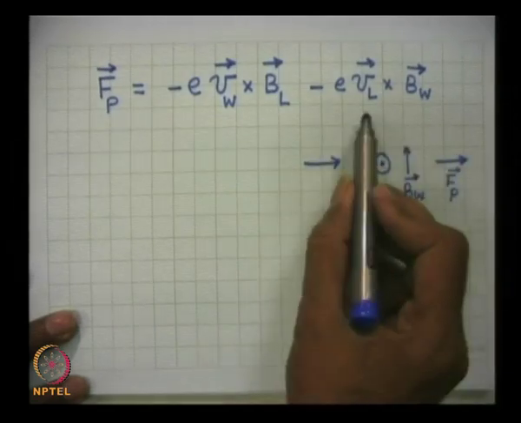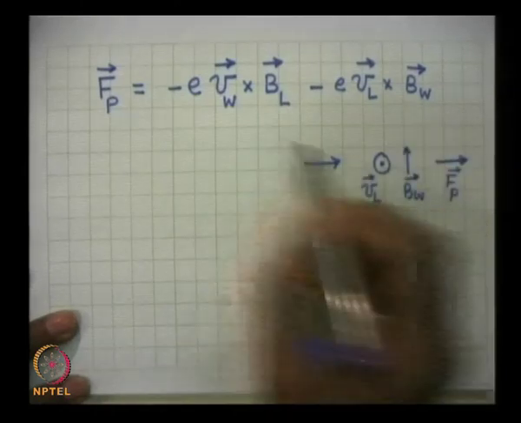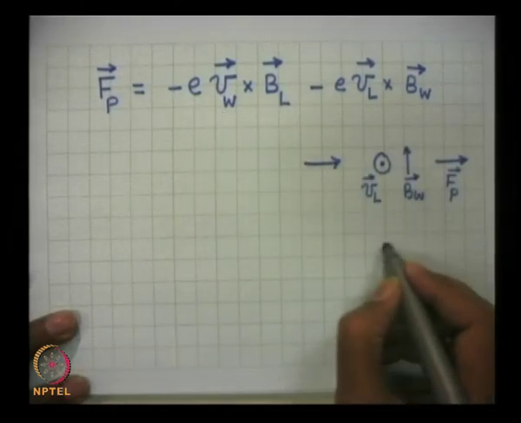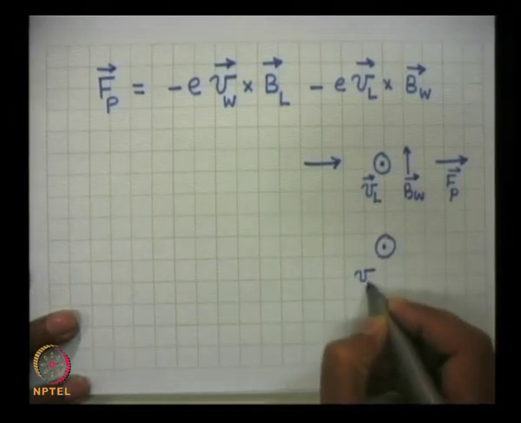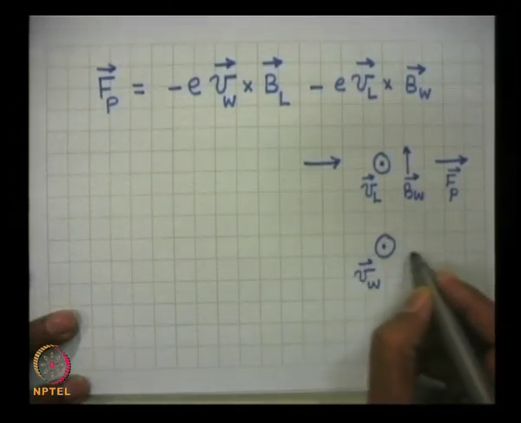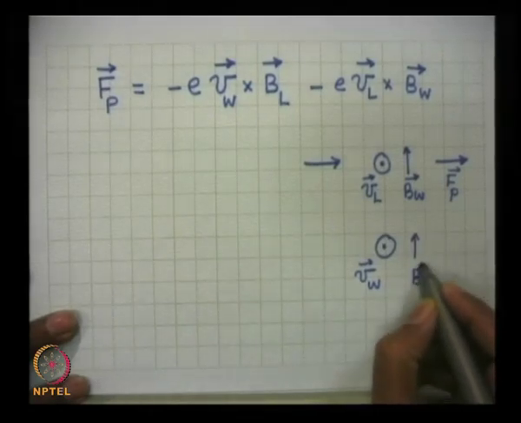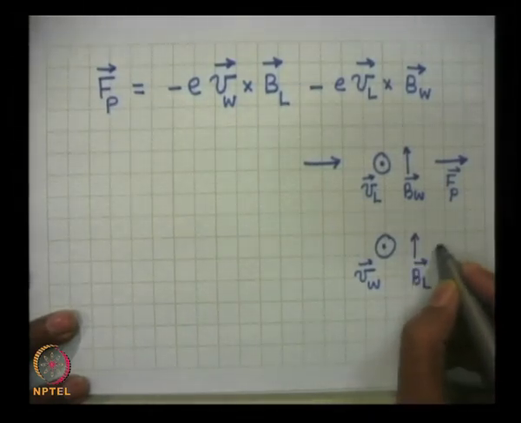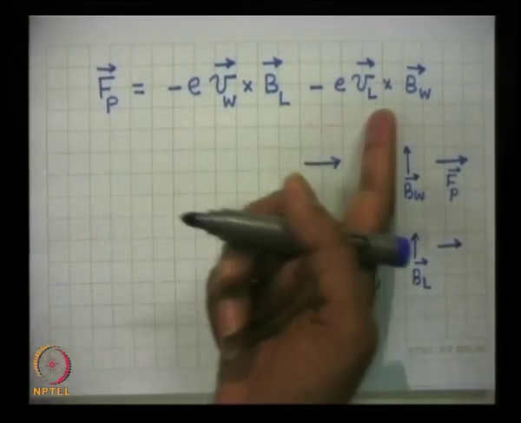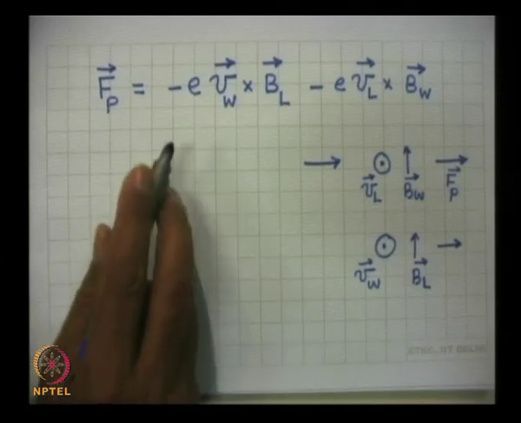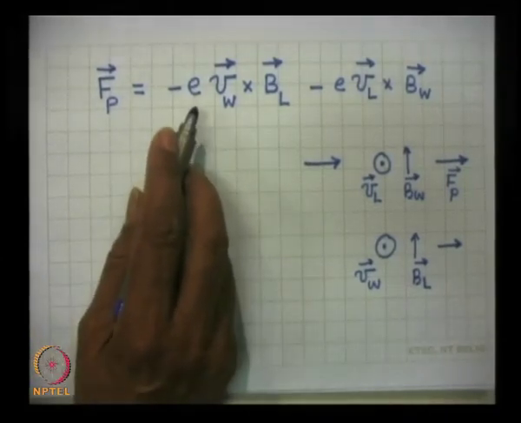Similarly, this term also happens the same way. The electron velocity due to the wiggler is VW and the laser magnetic field is like this at some location, at some time. They also contribute to Fp in that direction. So, these two forces are in the direction of the electron beam. It has a great advantage.